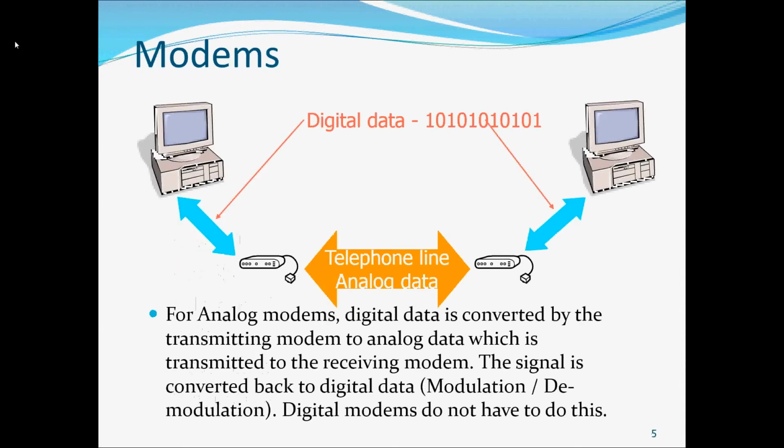Now, for those of you who are familiar with the modem, at least the old modem, what they did was for analog modems, digital data was converted by the transmitting modem to analog data, which is transmitted to the receiving modem. The signal is converted back to digital data using modulation demodulation. Digital modems do not have this since they're already digital to begin with.